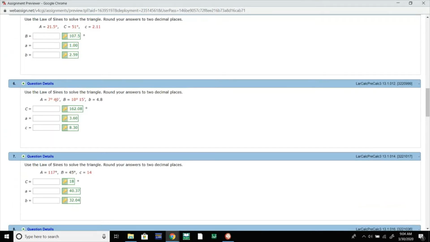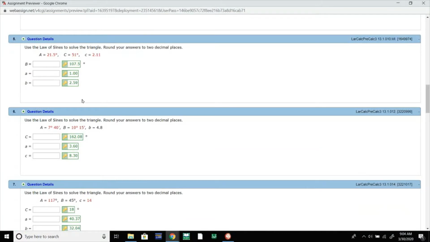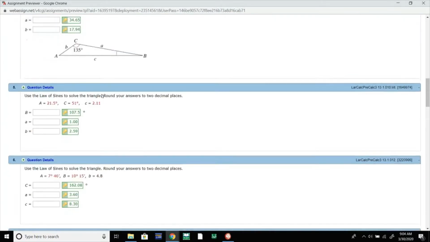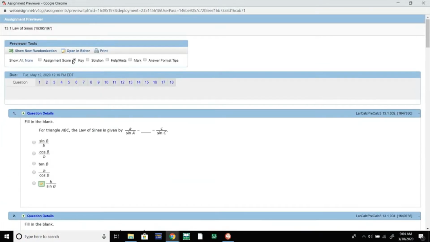There are some degrees and minutes. Remember to convert that to a decimal. You take 40 divided by 60 and add that to 7. This one would be 10 plus 15 over 60. Okay, you convert those to decimals. Oops, showing you all the answers. You like that, huh?